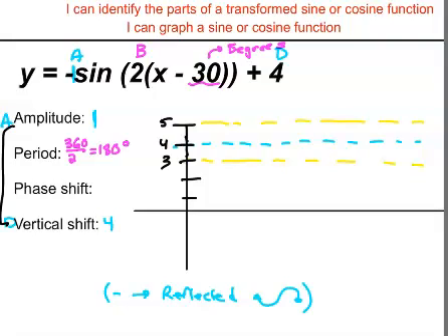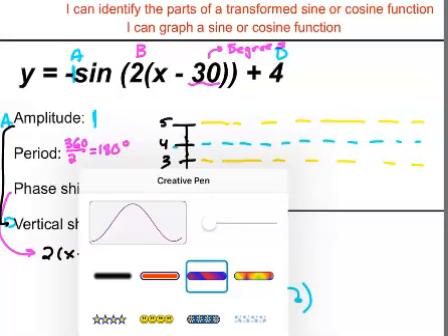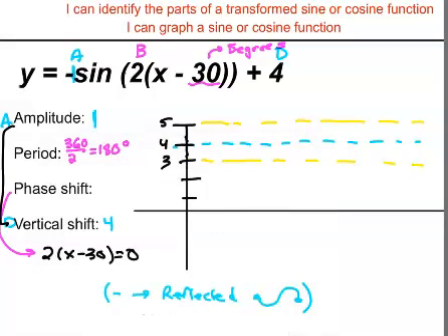My phase shift, remember I find that by taking everything that's inside of the parentheses. Now I can go to x minus 30. Let me do that a little differently. I don't need that outside parentheses. So everything that's inside parentheses, if we set that equal to 0 and solve, now really if I divide both sides by 2, I get rid of that coefficient right away anyway. So I end up with x minus 30 equals 0.